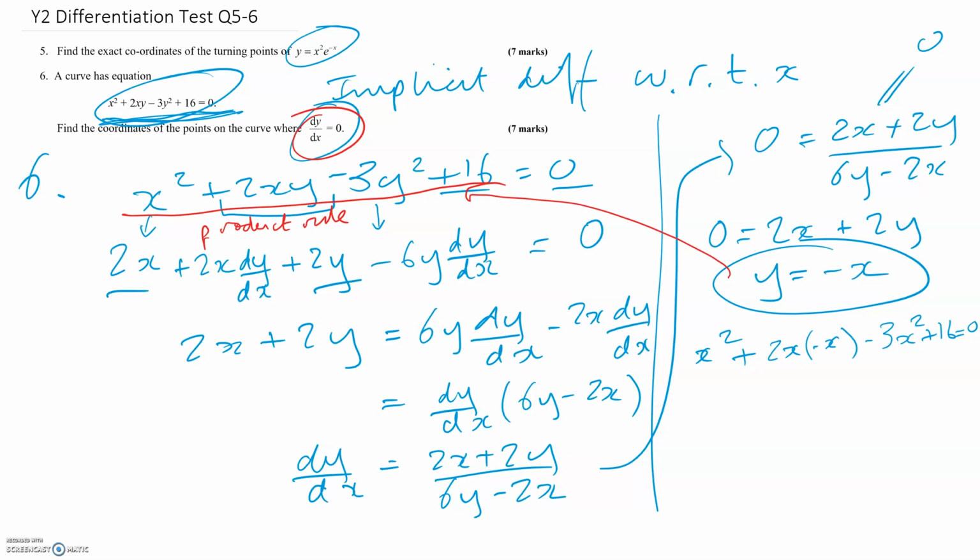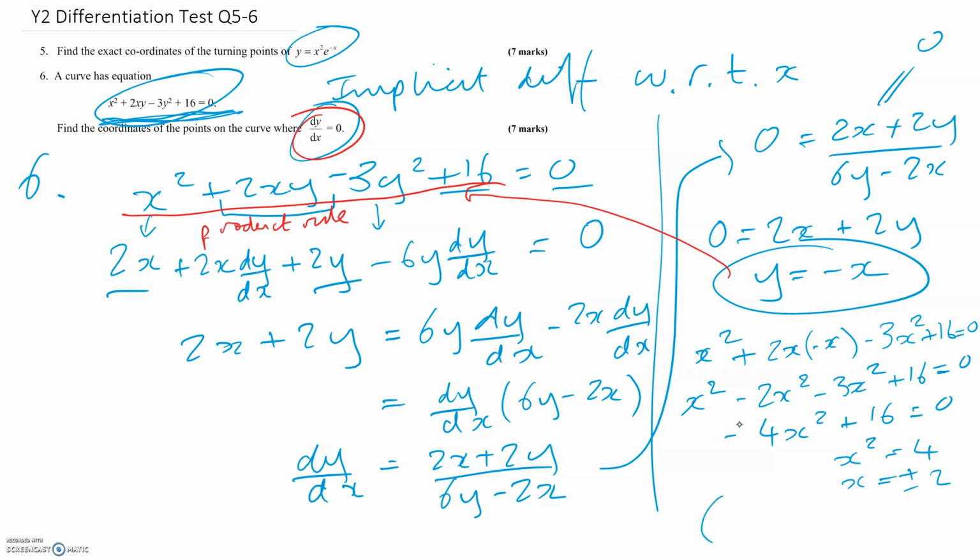And obviously this middle bit here is the same as minus 2x squared. Okay, so we've got a lot of x squareds there that we can collect together. What will this become? This will become minus 4x squared plus 16 equals 0. So x squared will equal 4. So x will equal plus or minus 2.